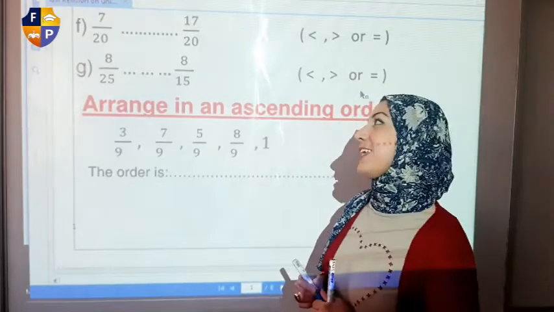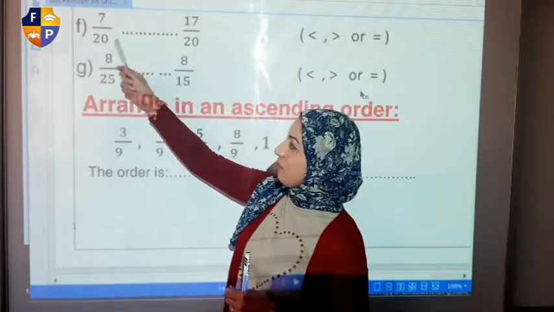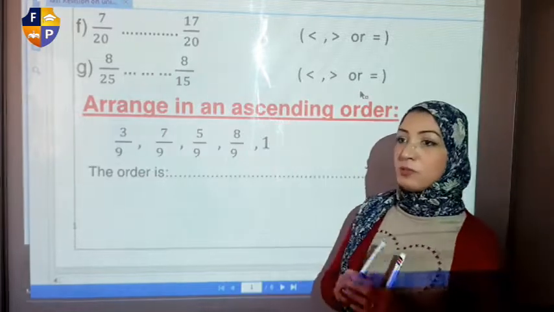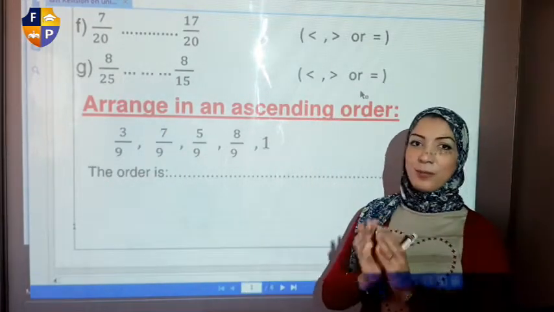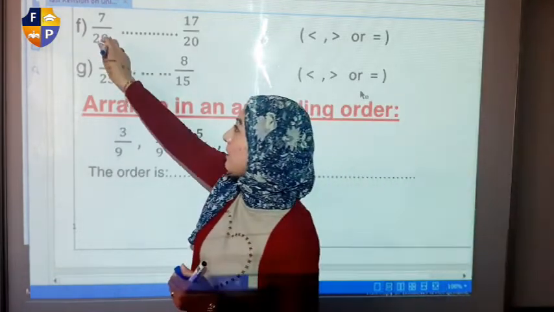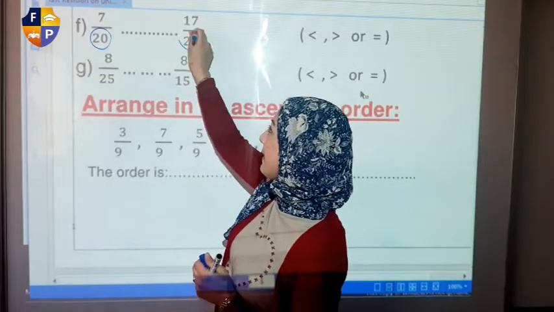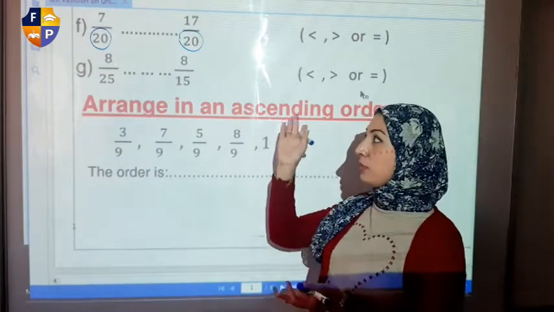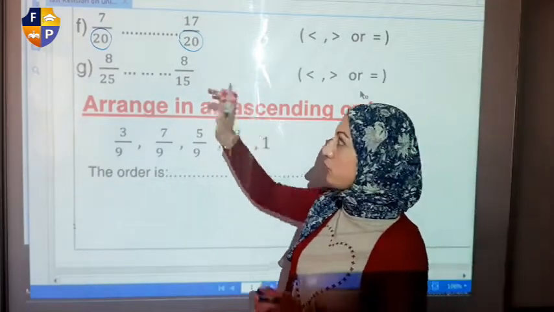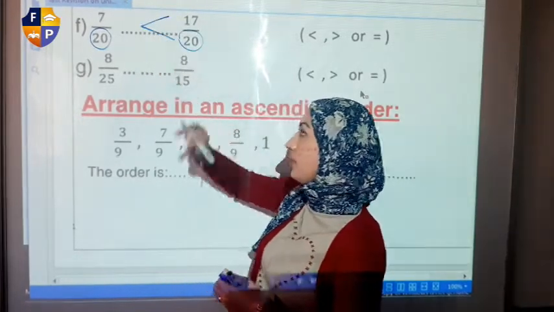Next part. Here we want to compare two fractions. As we said before, to compare two fractions, circle the common number. Here the common number is 20, which is in the denominator. So which number is the greatest, 17 or 7? For sure, 17 is greater than 7.